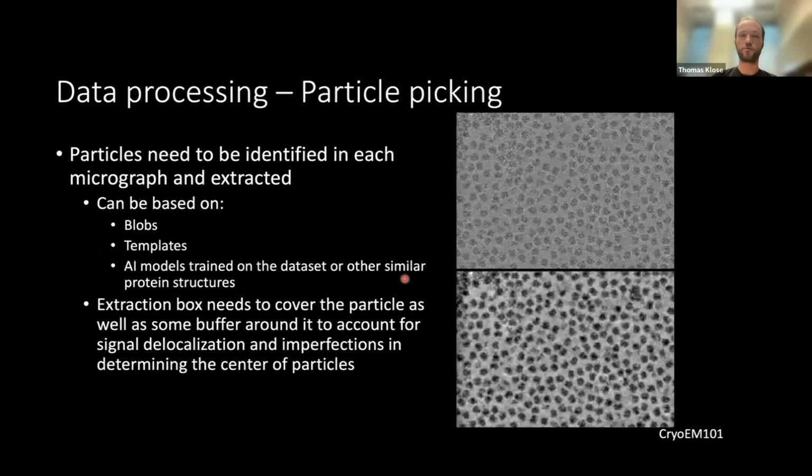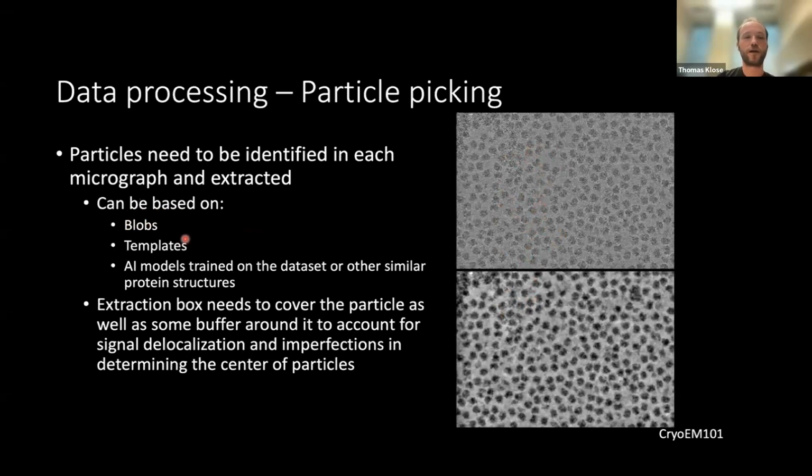Then you go and do particle picking. Particles need to be identified in each micrograph, and then you need to extract them from the micrograph. The typical way you do this these days is based on blobs. If you look at a particle at very low resolution, it resembles a blob. So if you know the rough dimensions of your particle, you can generate a blob of the right size, and then use an algorithm to find correlation between that blob and your micrograph, and that will fairly accurately pick your particles.